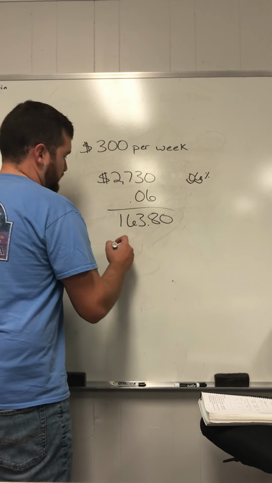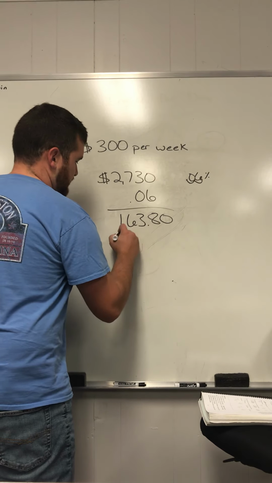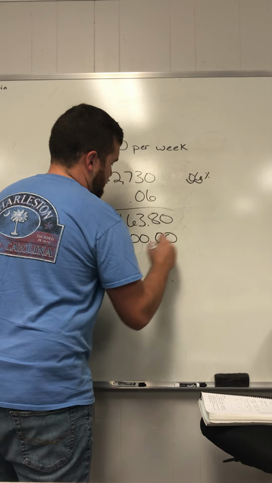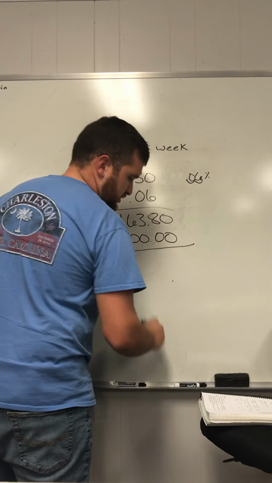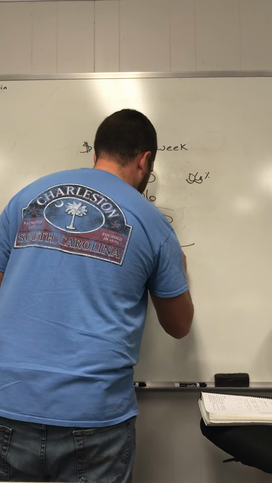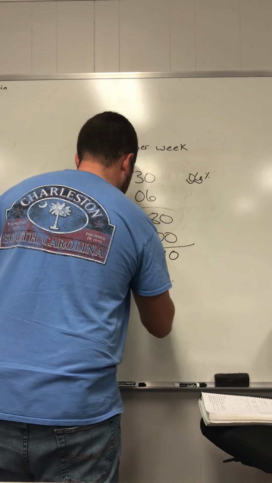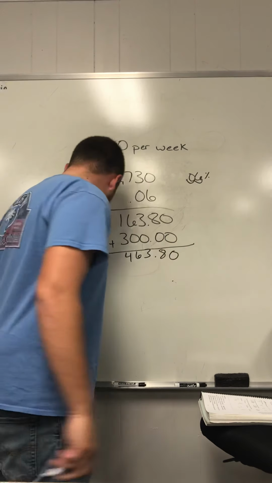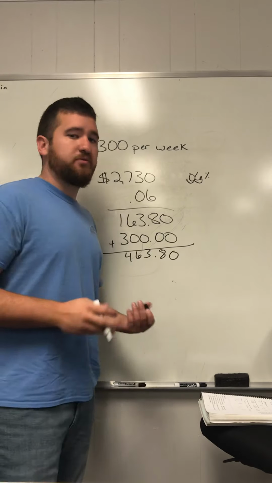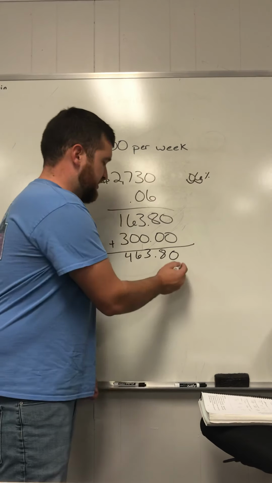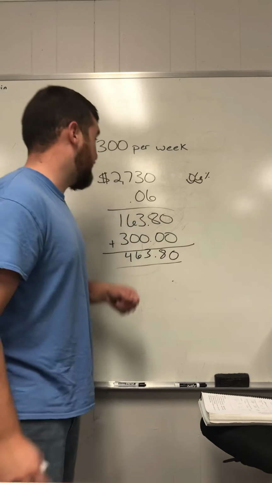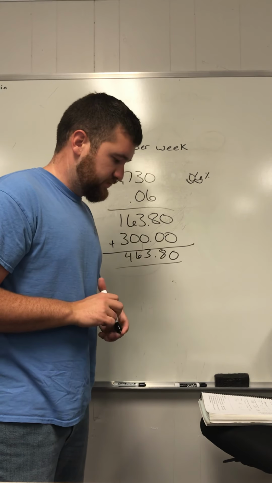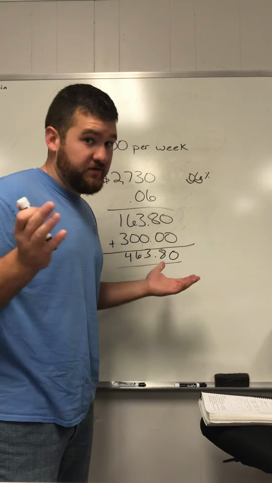So what we would do is just add that 300, and that's going to give us $463.80. So his total profit that he would receive in a check would be this right here, for 1 week if he had $2,730 sales for that week. All right, does that make sense? Let me know.